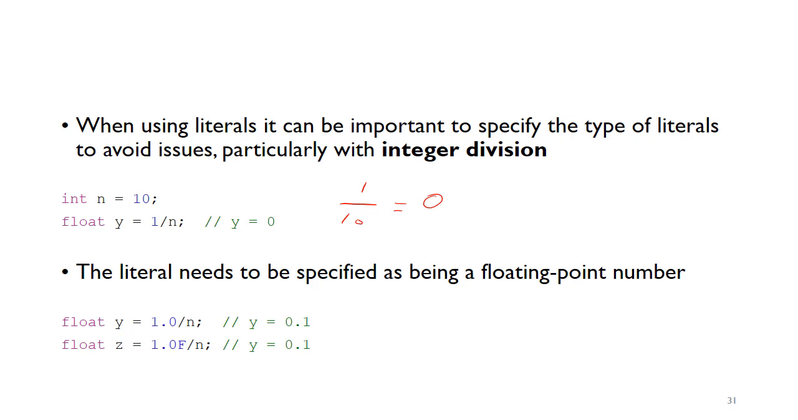So the literal needs to be specified as being a floating point number for it to work correctly. So this is one way of doing it. Rather than writing 1 over n, you can write 1.0 over n. So that then the compiler knows it's a floating point number divided by 10, and it's going to give us the correct answer of 0.1. Or you can use 1.0f and do that over n. So putting the .0 or the .0f basically tells the compiler to do a floating point division. If you don't do it and you end up with just 1 over n, it'll do integer division, and you'll start getting mistakes.